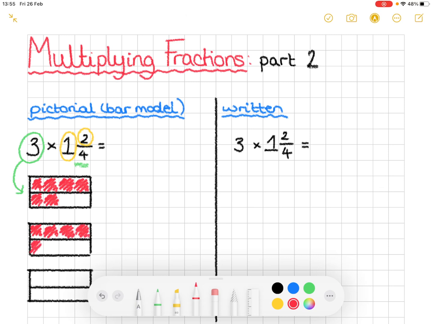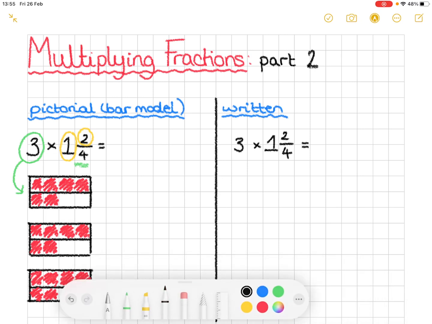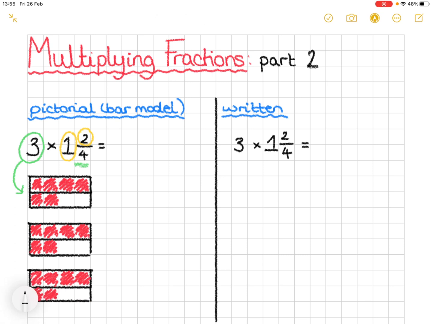So 1 full, 2/4. And finally, we've got 1 full. So that's 4 out of 4. And 2/4. Okay, so now what we need to do is we need to work out what all of this is added together. Okay, now last time I drew a bar model to show you, so we can do that.